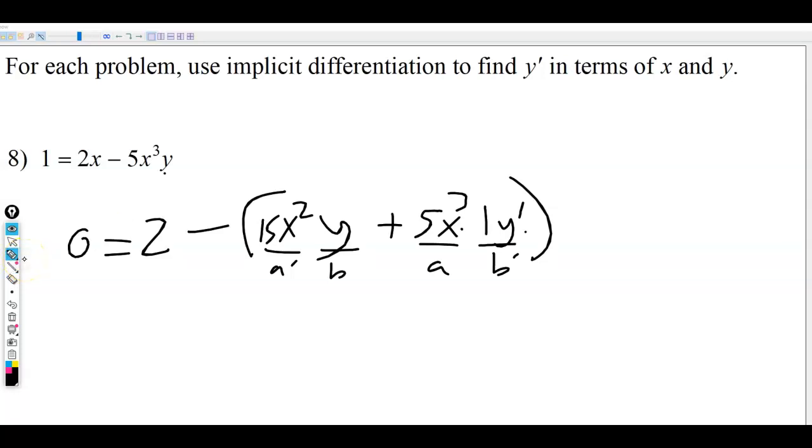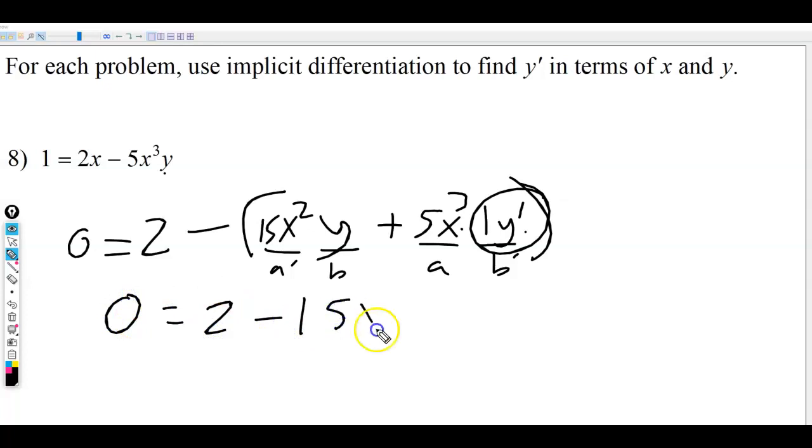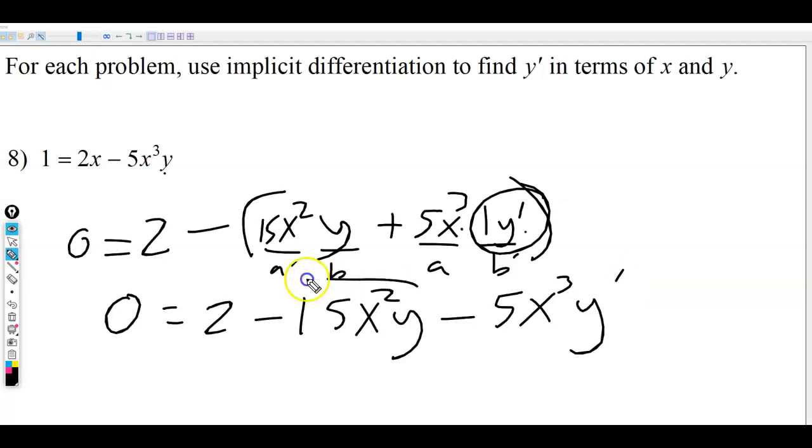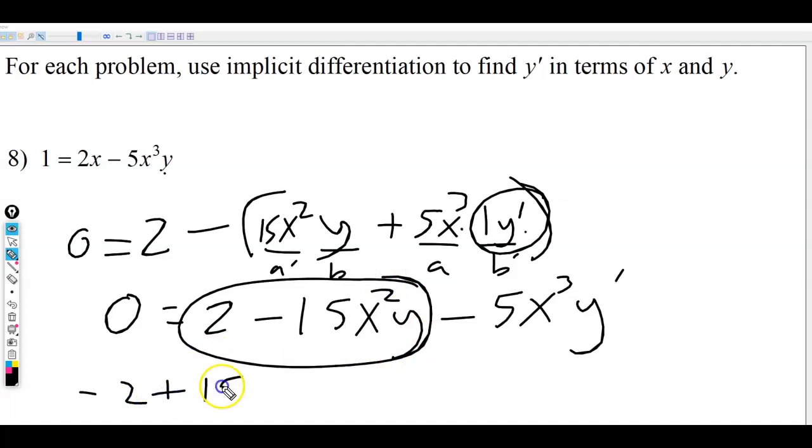In order to do that, I want to get y prime by itself. So the first thing I'm going to do is distribute that negative through. I don't know if you'll have to do this on your problem or not, but the next thing you're going to want to do is take all these terms here and move them to the other side. So I'm going to subtract the 2 to the other side. I'm going to add the 15x squared to the other side and cancel them off of this side.